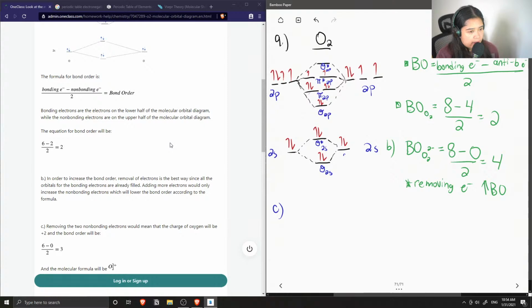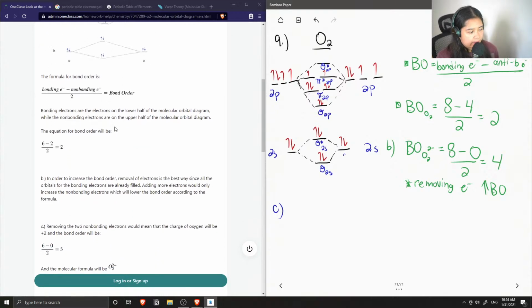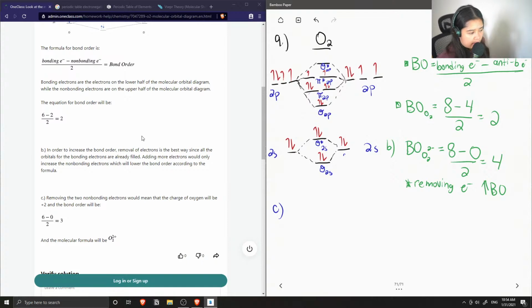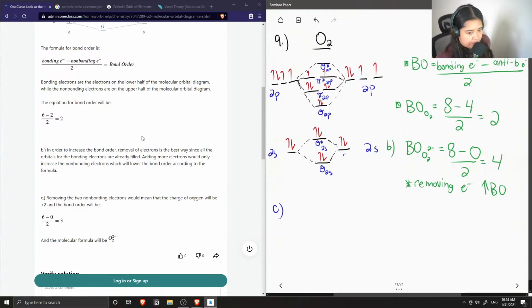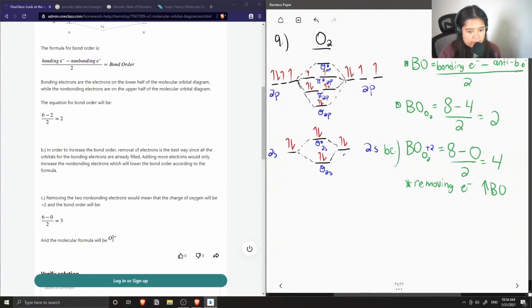Okay, so now for part C, what is the charge and the bond order of the new species made in part B? Okay, so I calculated it already, and it would be 4. Oh, sorry, when you remove electrons, it has a +2 charge, so let me just change that. Okay, so this is the answer to B and C, so let me just write that here. And you get the bond order of 4.